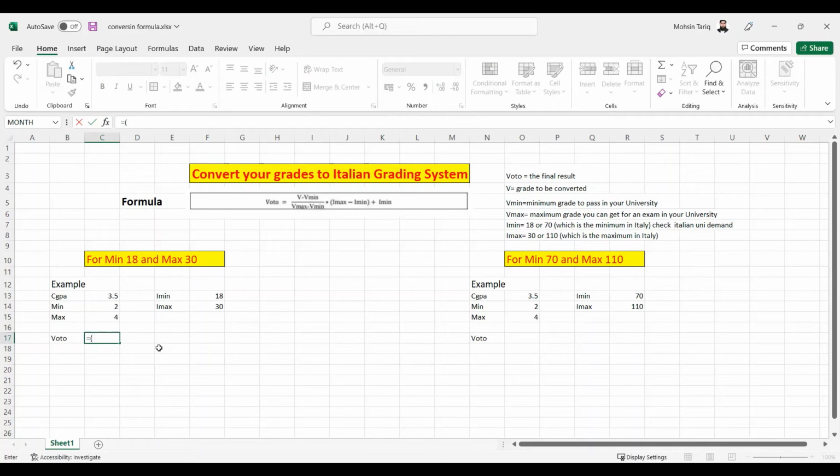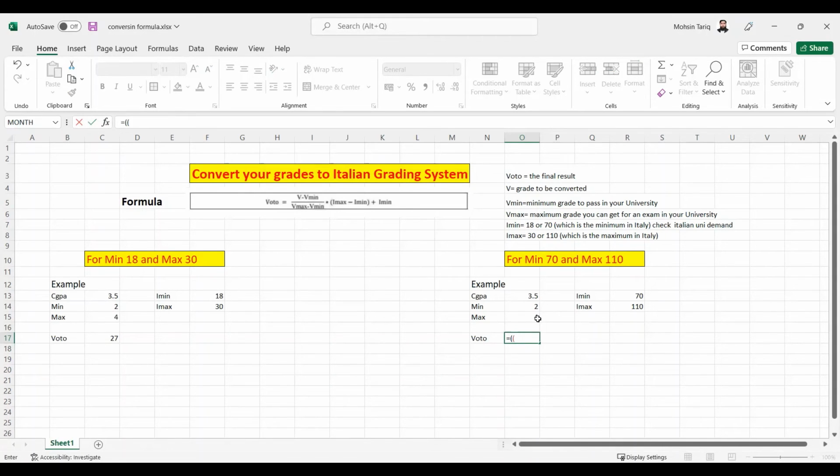We start with two brackets. Let's suppose we are converting 3.5 minus the minimum, divided by the maximum minus the minimum, bracket close, multiplied by, again starting a bracket, I max minus I min, and then we add I min to it. So these are the grades which we have converted from our Pakistani or any other CGPA or grading system to the Italian grading system. We will apply the same procedure to the other grading system.